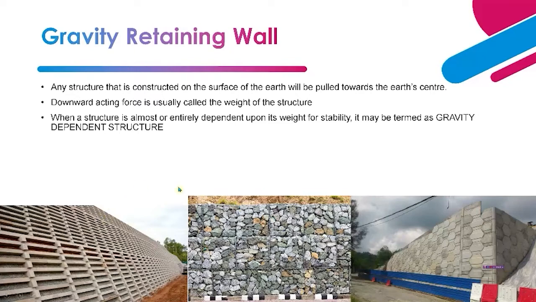This is the example of gravity retaining wall. Here you have something that we call creep wall, and this is gabion wall. There are so many types of wall, but the ones that we're going to learn are the masonry wall and also brick wall, reinforced concrete wall. But that doesn't matter, because we're just going to calculate based on the weight of the structure.